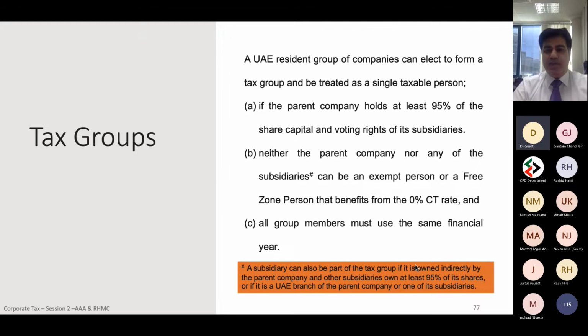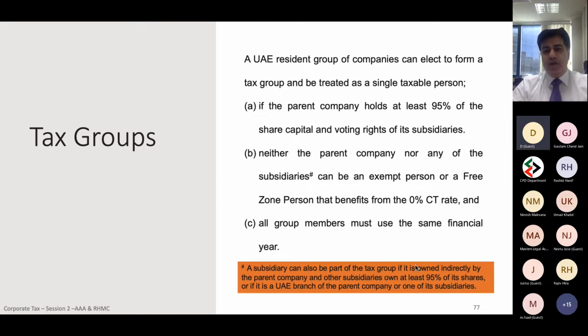And the last is very small but a tricky one. All group members must use the same financial year. So please, if it's a group company, look at the financial year in the constitution documents of each company. And if there are different financial years, start preparing and getting an amendment in your AOA from the free zone authorities, or the economic department, whichever you want to amend it to. This is important to align in case you want to be part of a group at a future date.